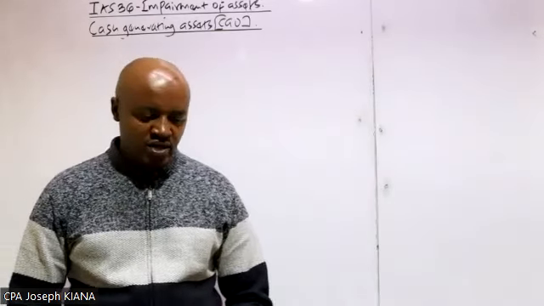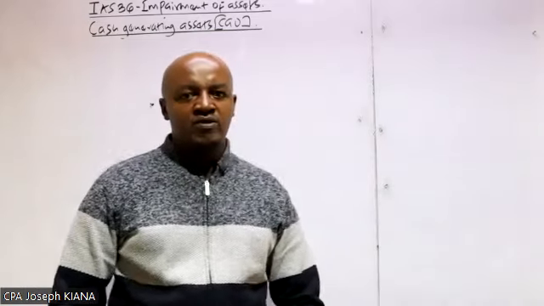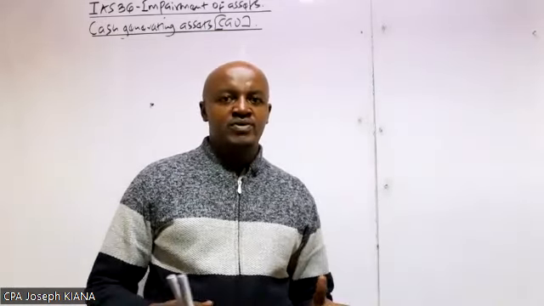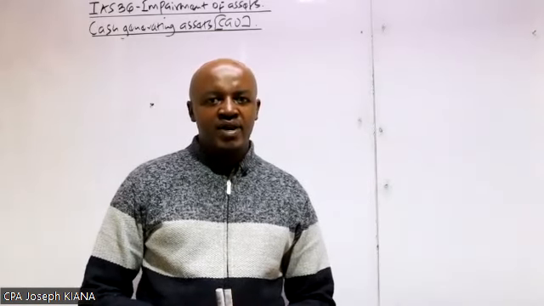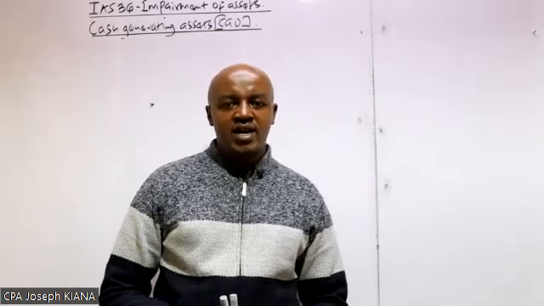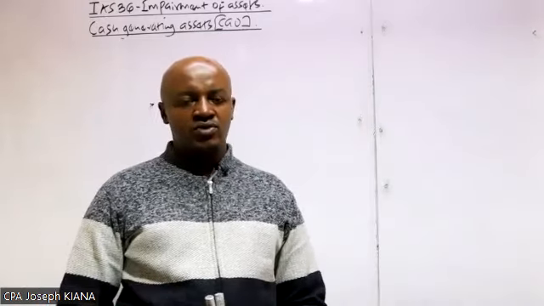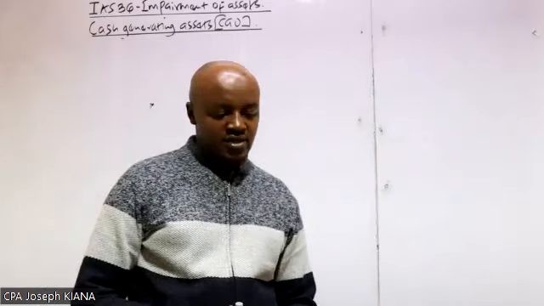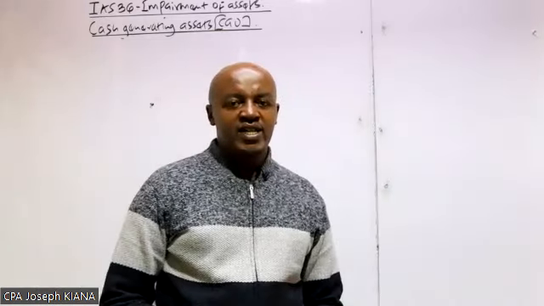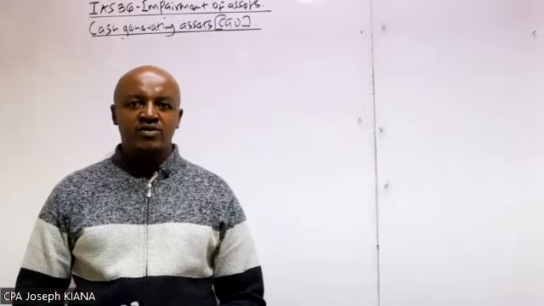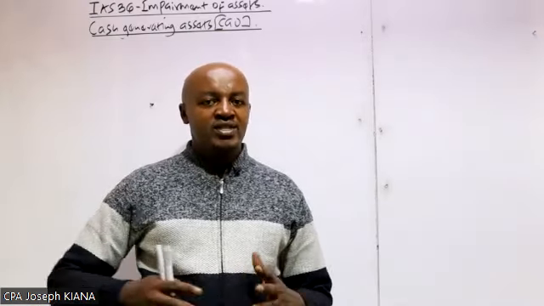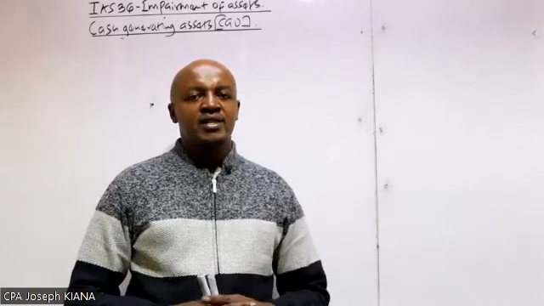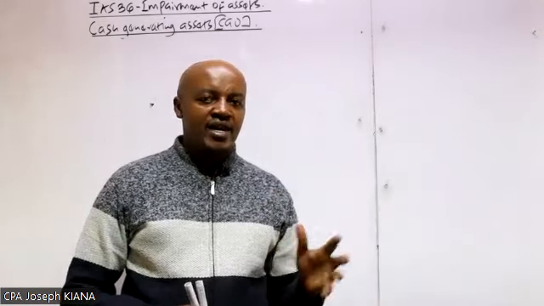So in this session, I want us to continue with the topic of impairment of assets. And specifically in this session, I want us to look at how to determine the impairment of a cash generating unit or a CGU. So when we talk about a CGU or a cash generating unit, this refers to a group of assets which generate cash flow as a group, which is largely independent from the cash flow generated from other assets, or basically the other group of assets.